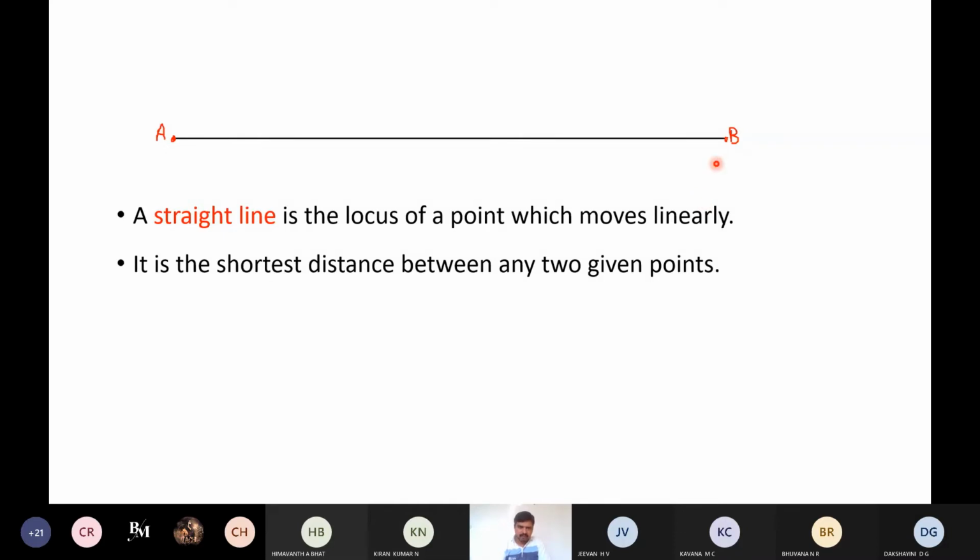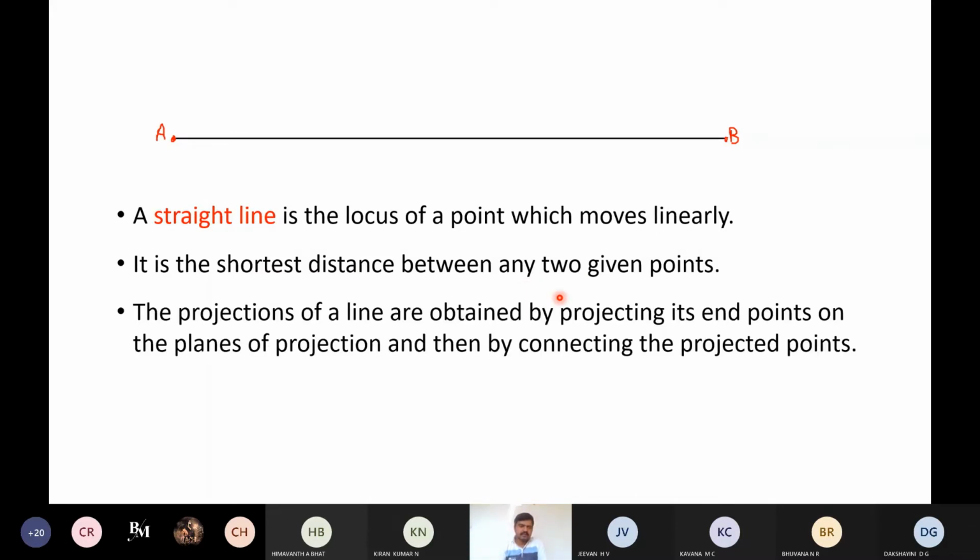If you want to travel from one location to another location, if the road is straight like a line, that is the shortest possible distance. That's why, if you compare aerial distance and distance through roads, the aerial distance will be less, because to some extent it is possible to go straight. So a line is the shortest distance between any two given points.